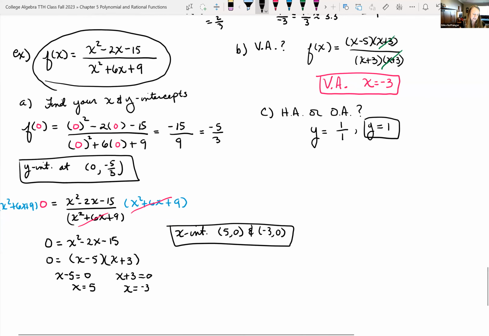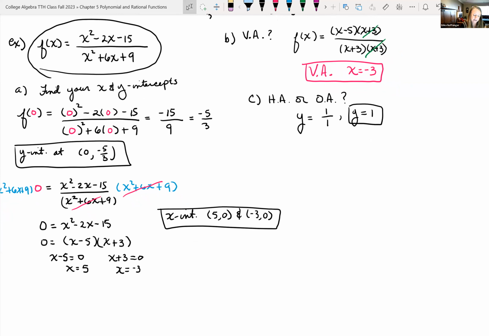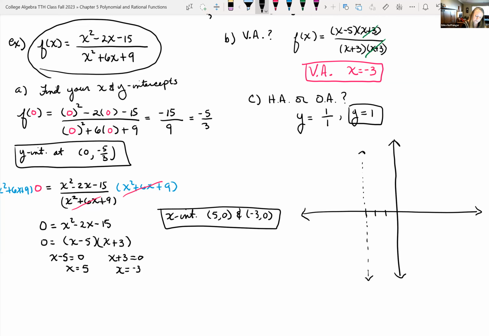Putting our information together and graphing it. So graphing our asymptotes, we had a vertical asymptote at x equals -3. So draw a vertical dotted line there. We had a horizontal asymptote at y equals 1. So draw a dotted horizontal line at y equals 1.